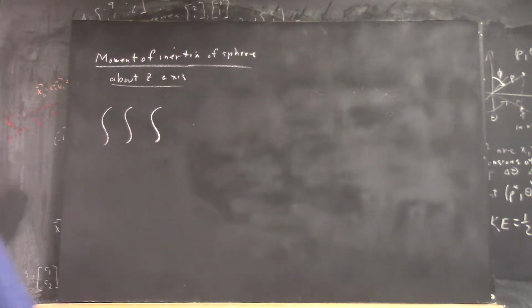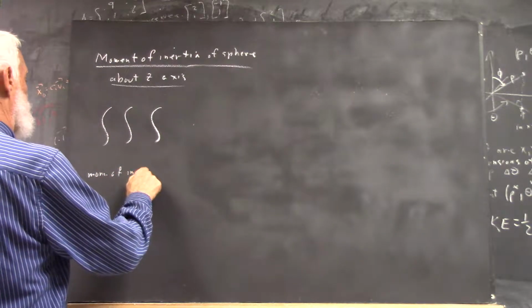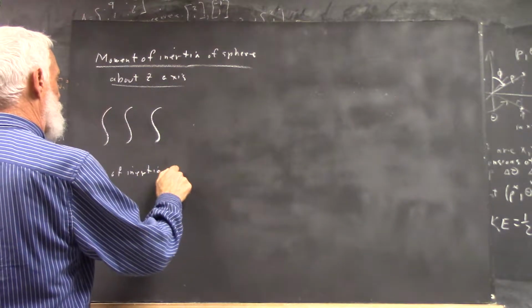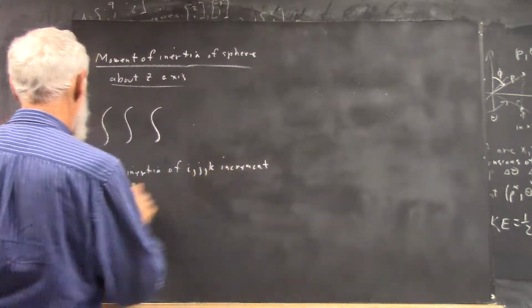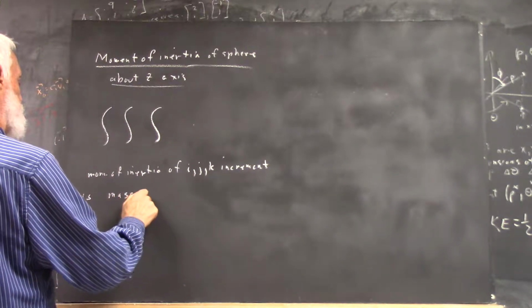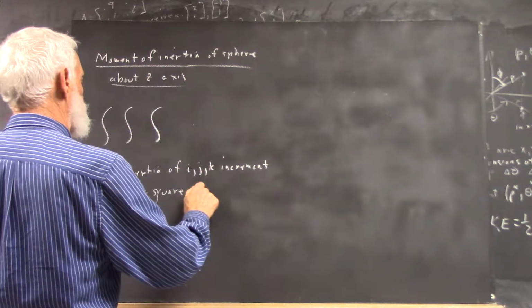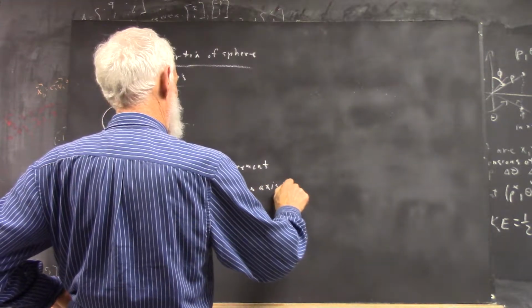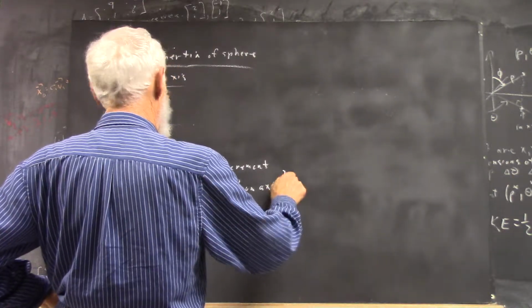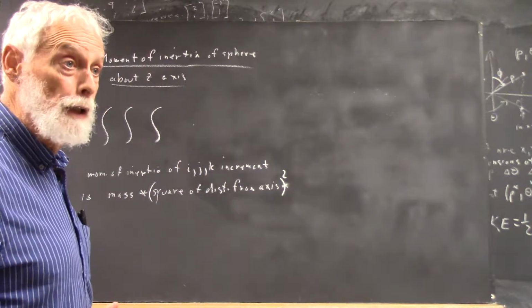Okay, so let's say we want the moment of inertia of the sphere about the z-axis. What's the moment of inertia of a typical increment? Just the mass times the square of the distance from the z-axis, mr squared, just like it was when we did the thing in the plane last time.